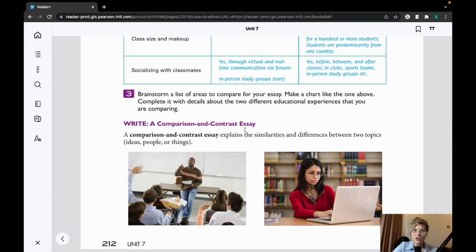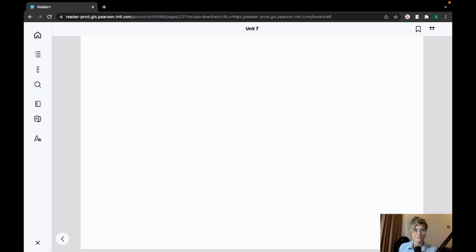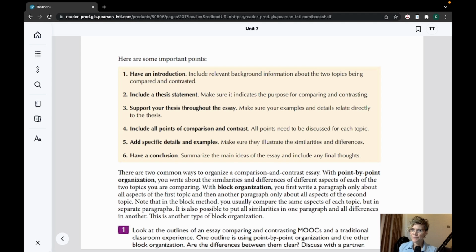So writing a comparison and contrast essay explains the similarities and differences between two topics, the ideas, people, or things. It's important to have a clear introduction. Remember hook, overview, and topic sentence. Your thesis statement, I mean. And then for your body, make sure you have topic sentence, main point, explanation, main point, explanation, main point, explanation, concluding sentence for each body. And then your concluding paragraph, the summary and conclusion, the review, and the takeaway.